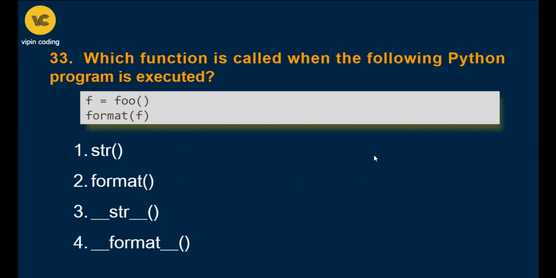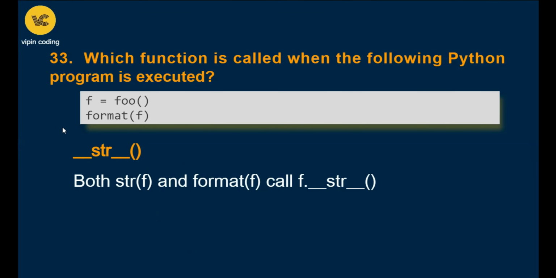Next question is, which function is called when the following Python program is executed? f equals to foo, format f. First option is str, second is string, format, str format. Let's see the answer. f equals to foo, format underscore str underscore braces. Both str f and format call f underscore str underscore bracket closes, right?